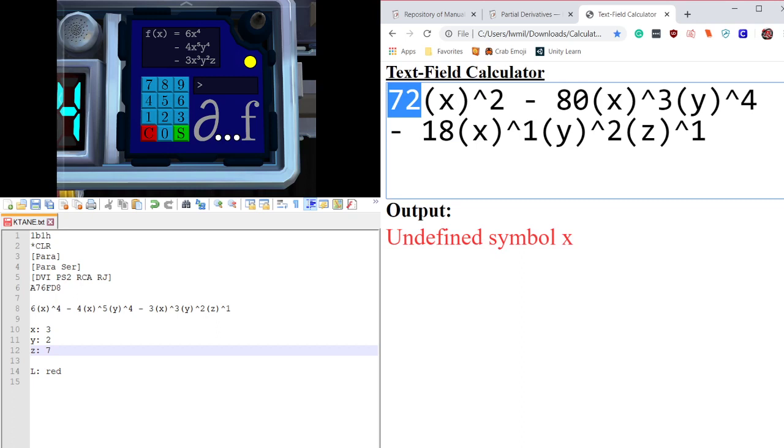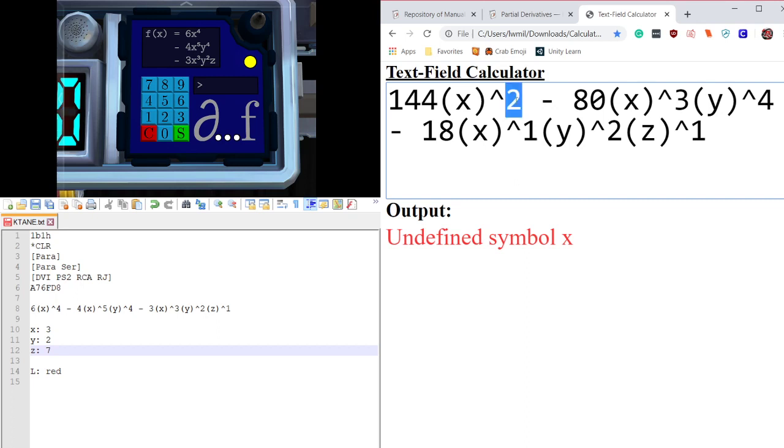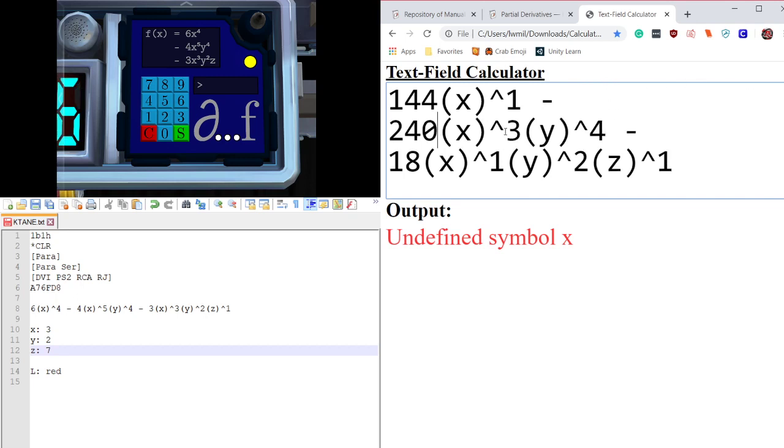Two times 72 is, I believe, 144. Let me double check. Yep. And 2 minus 1 is 1. 3 times 80 is 240. 3 minus 1 is 2. 1 times 18 is still 1. And 1 minus 1 is 0. Because we have a variable raised to 0, we can actually just go ahead and remove the variable from the equation.